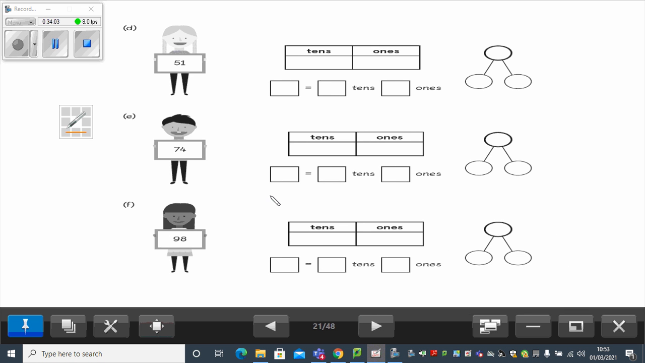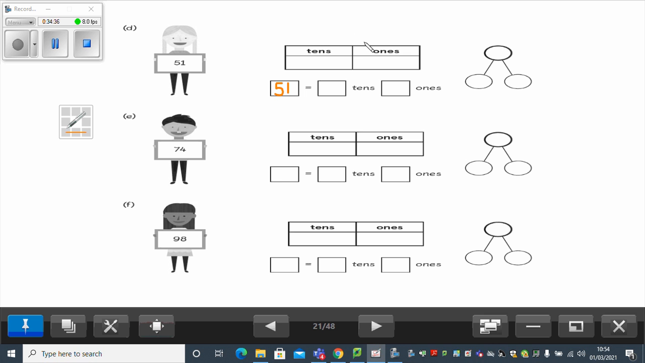Okay, our final sheet for today. So we had some more 2-digit numbers here, but we had to fill in the whole number and then the number of tens and ones and our whole part model. So our number here is showing us 5 tens and 1 one. So 5 tens and 1 one is 51. So our whole number is 51.